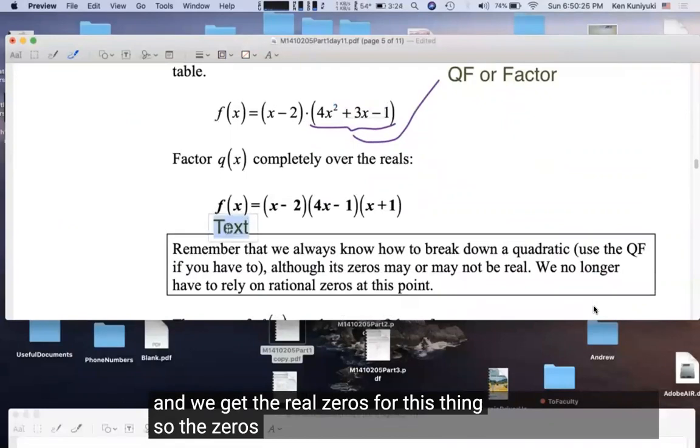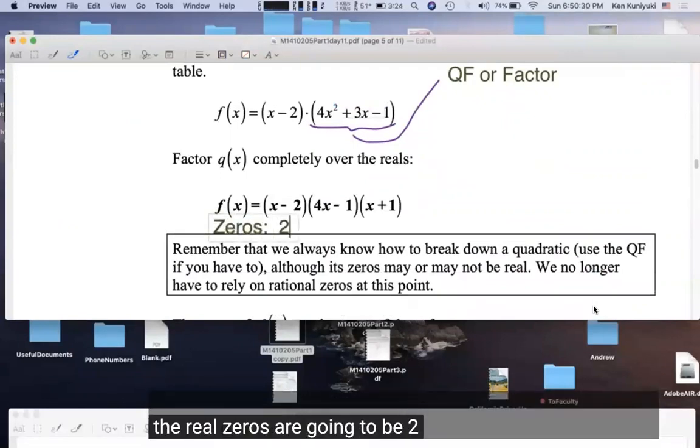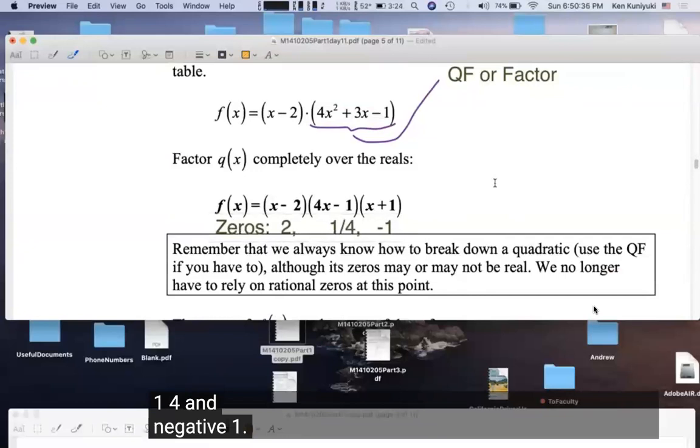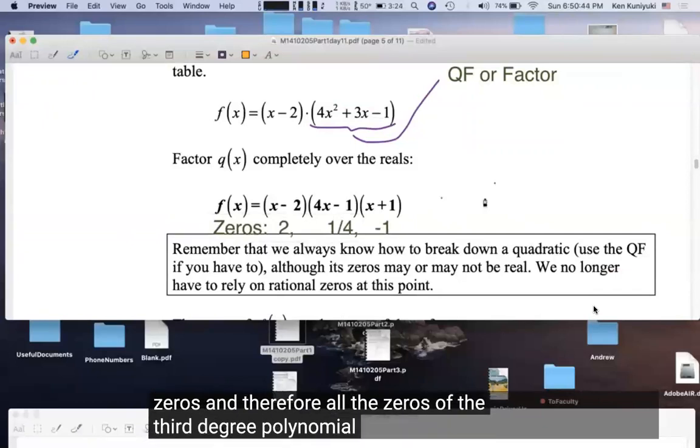So the zeros, real zeros, are going to be 2, 1/4, and -1. So these are all of the real zeros, and therefore all the zeros of the third degree polynomial.